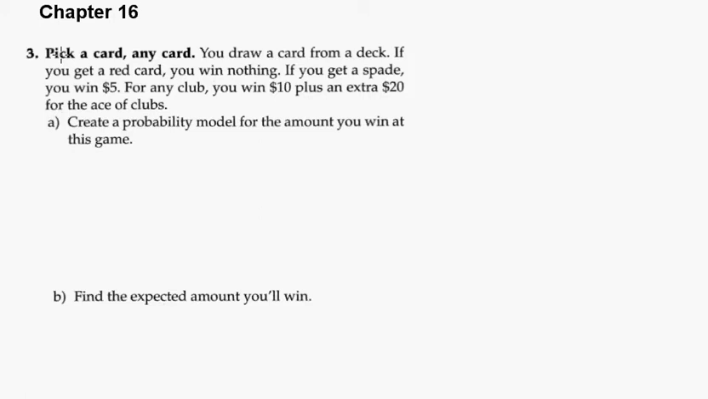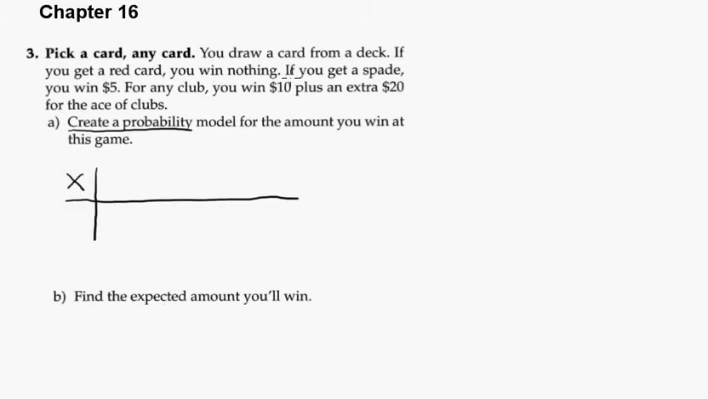So what they want us to do first is create what's called a probability model. What we do for a probability model is nothing more than a table of outcomes. So let's call X our outcomes. X can take on several values depending on what happens. So let's take a look at what they gave us.